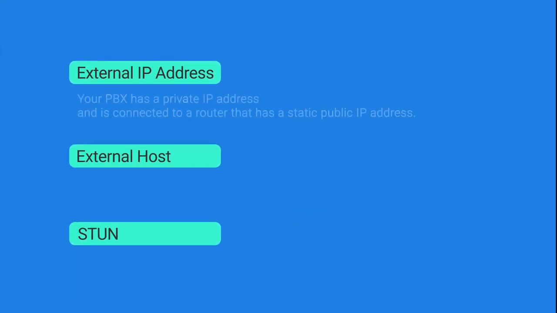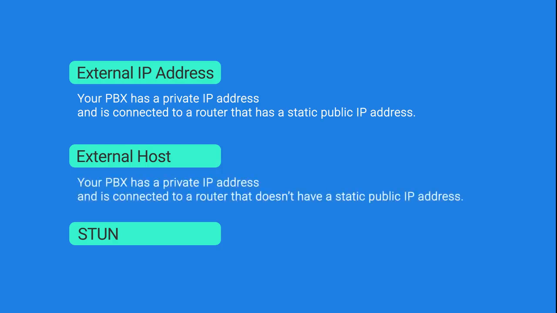If your PBX has a private IP address and is connected to a router that has a static public IP address, you can set NAT with external IP address. If your PBX has a private IP and is connected to a router that doesn't have a static public IP address, you can set NAT with external host. Besides, if your PBX has neither a static public IP address nor a domain name, you can set the NAT with STUN for Simple Traversal Utilities for NAT.